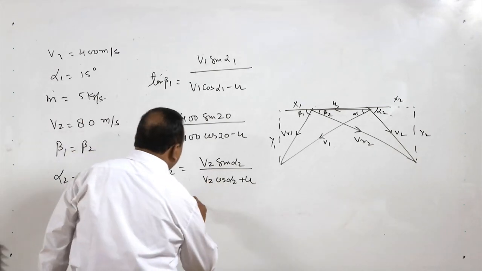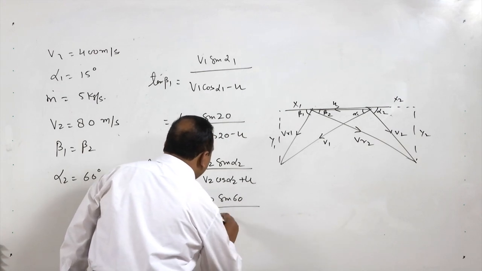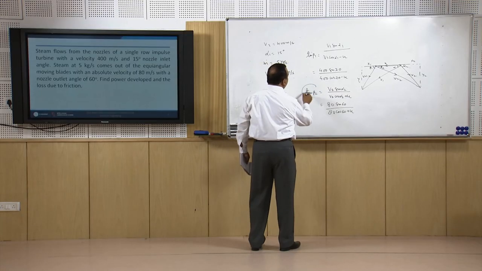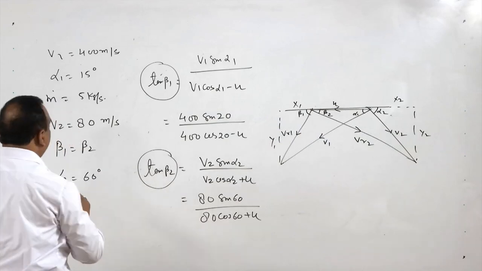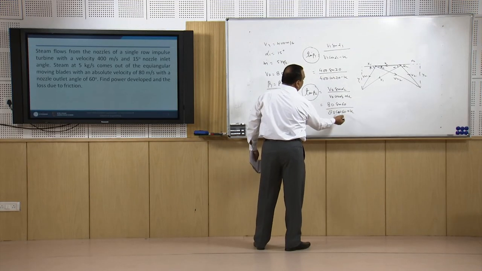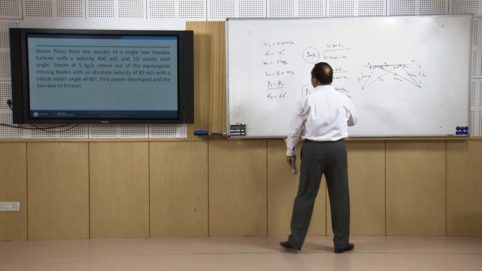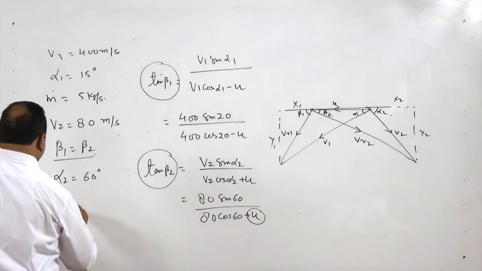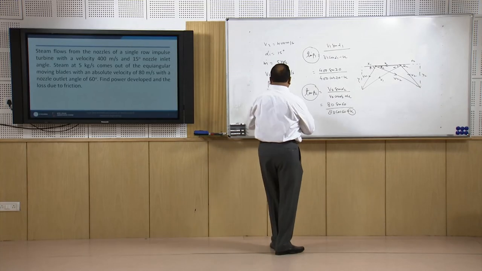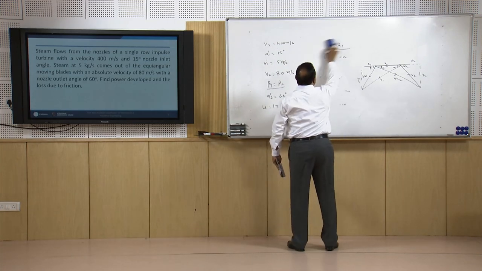We have V2 as 80 sin 60 divided by 80 cos 60 plus u. Now, this one is equal to the earlier expression, because we have said that they are equiangular blades. If we make this equal to this, the only unknown is u. From here, we can get the value of u, and the value of u is coming out as 131 meters per second. Once we have calculated the value of u, the other values will automatically come out.